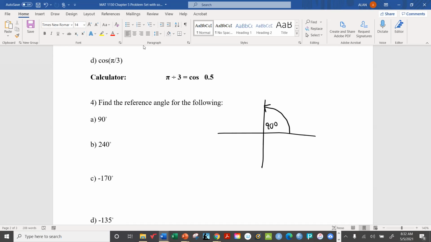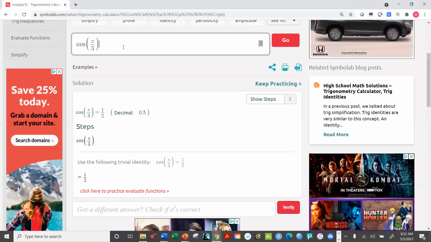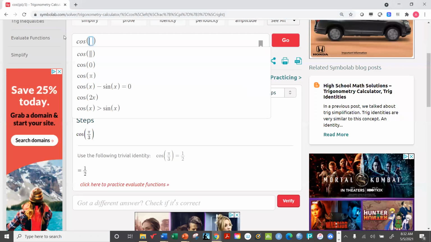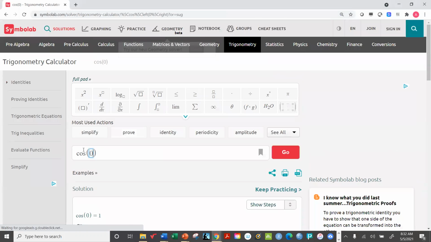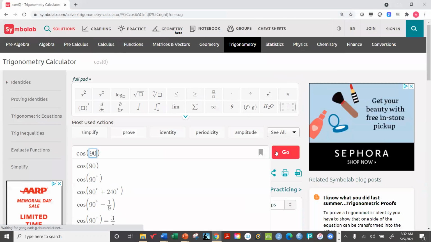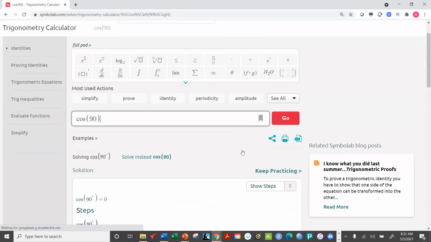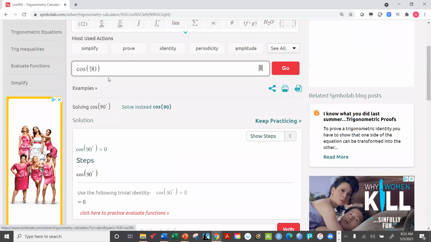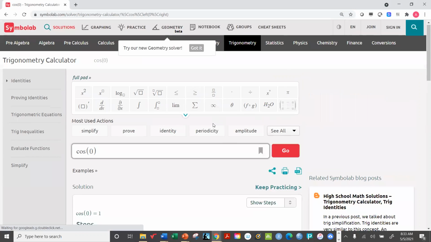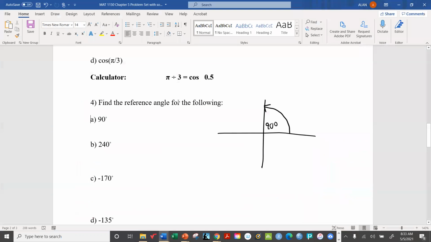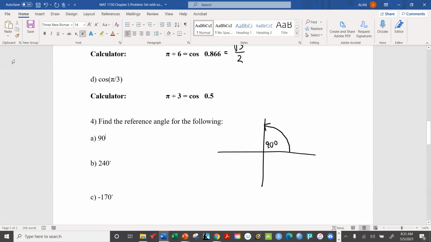But let's just check something out for a second. So the cosine of 90 is 0. The cosine of 0 is 1. Okay, so you can confirm, in this case, the reference angle is 90 because you can't make it any smaller without changing it.